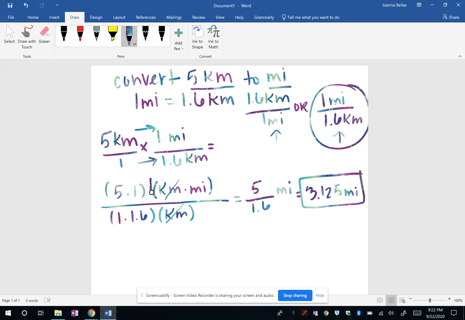So this is writing it out a little bit differently because you're separating everything. You're putting your numbers with your numbers and your letters with your letters. It might help some of you to do it this way, but you definitely need to show your work either way.